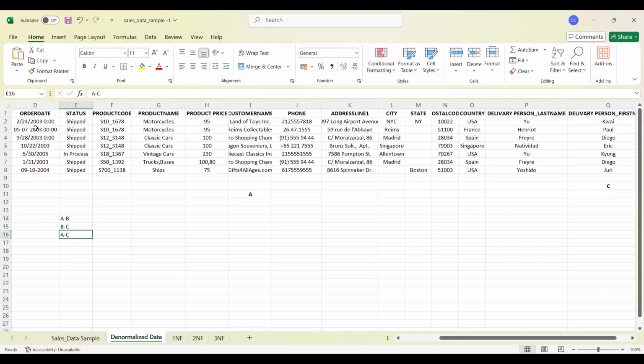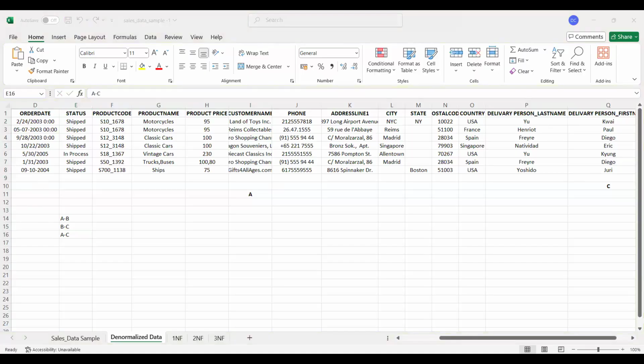Okay. So if I know customer name, I can understand who is the delivery person for that particular customer, based on that order date. Okay. Like that it is. This concept is basically called transitive dependency.